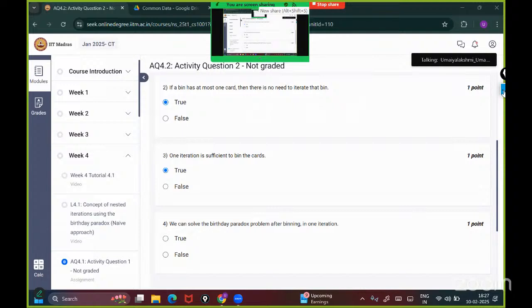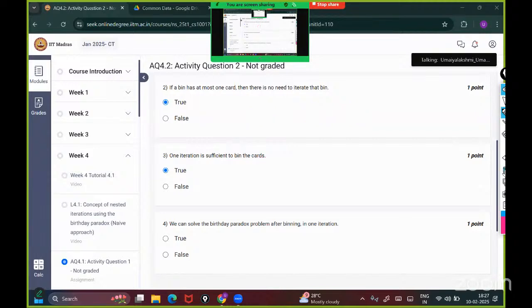The next question is, can we solve the birthday paradox problem after binning in one iteration? No. Why is it no? Because there is only one iteration. How many iterations are required then? At least two. Actually, two iterations are enough, right?